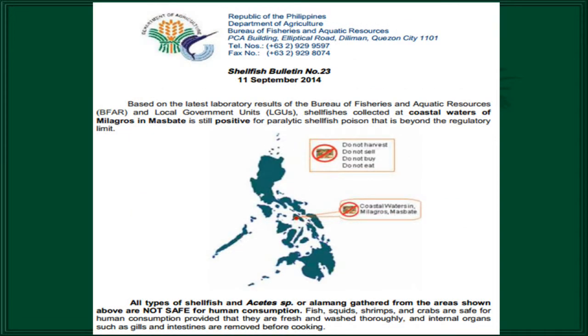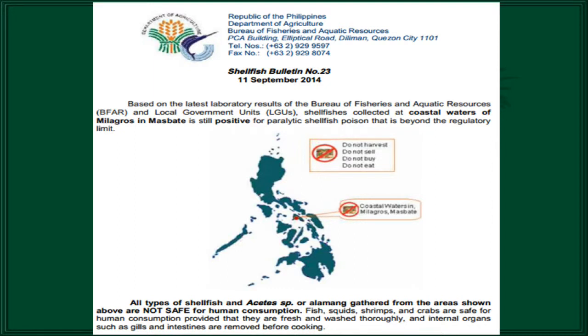So this is a more recent one, September 11, 2014, and by this point, there's only one area that has a shellfish ban posted in Masbate. So again, you can refer to this if you're interested in knowing if your shellfish is safe. So that's the one type of harmful algal bloom, your toxin-producing algae.